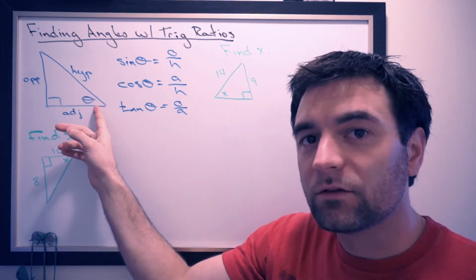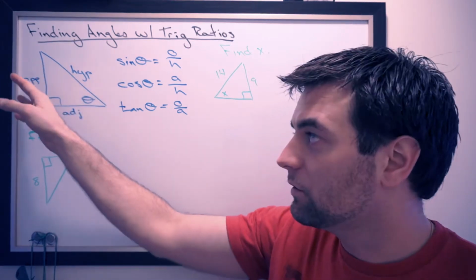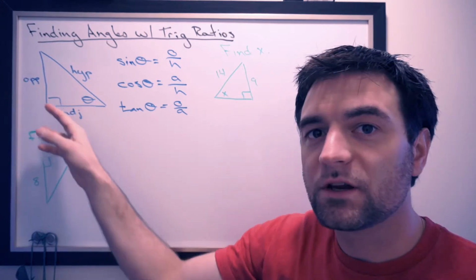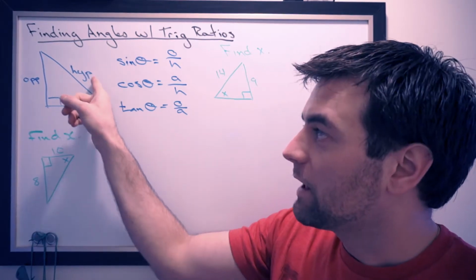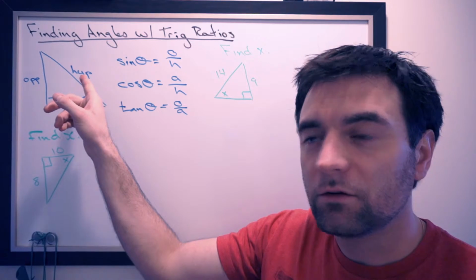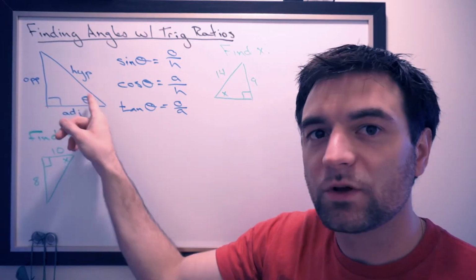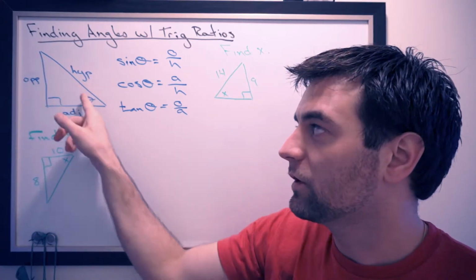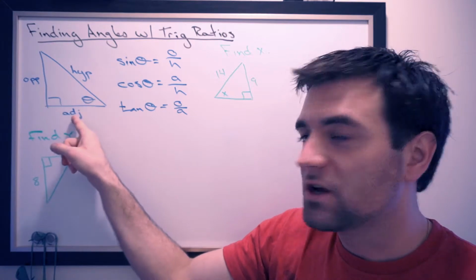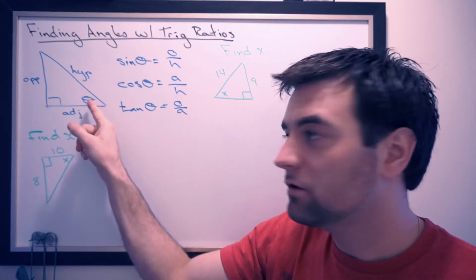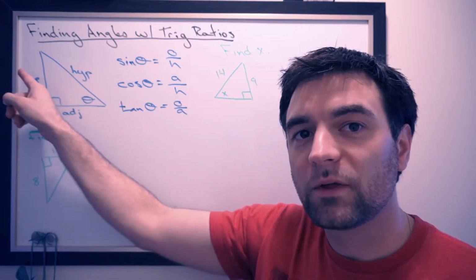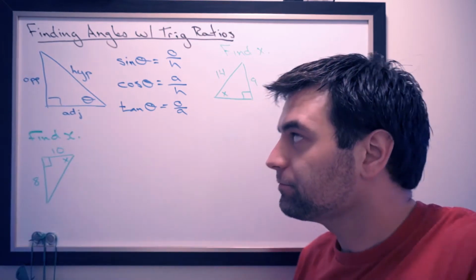Wherever your angle is denotes where the opposite and adjacent sides of the triangle are. The hypotenuse is always across from the right angle, but the opposite and adjacent sides will switch depending on what angle you're working with. So the adjacent side is the one that's touching the angle, and the one across from the angle is the opposite side.